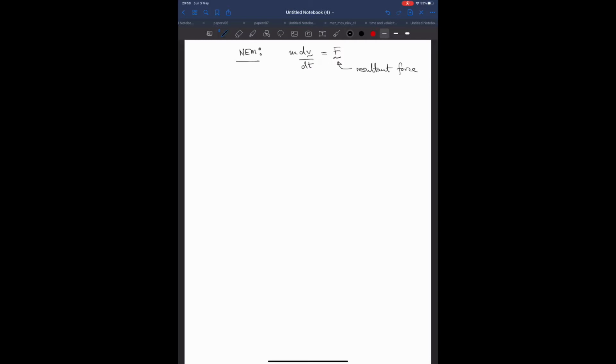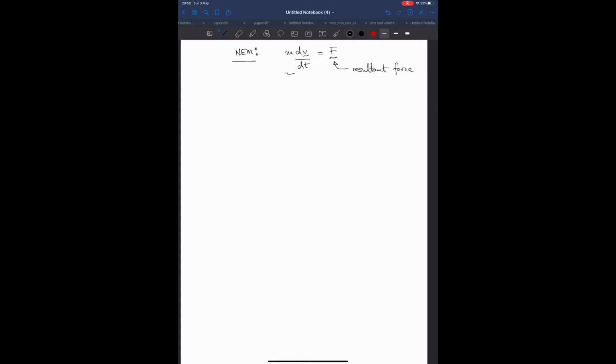And by Newton's second law, the resultant force is equal to the inertia force here, which is the mass of an object times its acceleration, which is dv by dt, and here v is the velocity vector, so dv by dt is the acceleration of the particle.